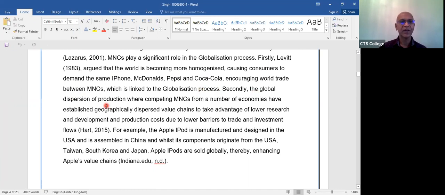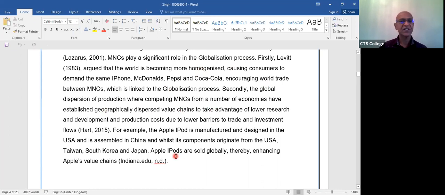Secondly, the global dispersion of production where competing MNCs from a number of economies have established geographically dispersed value chains to take advantage of lower research and so on. So this student is arguing that MNCs play an important role in the globalization process for two reasons. Firstly, they contribute to homogenization by offering standardized products. I think that is what the student really meant to say. And they also contribute to the dispersion of production.